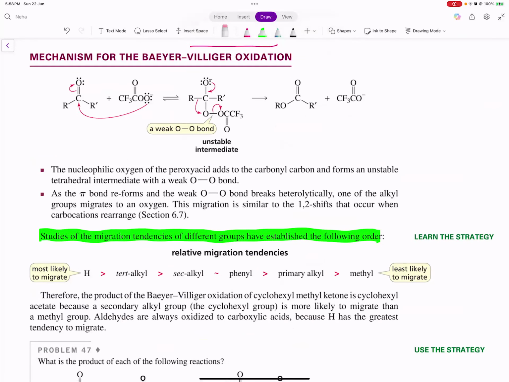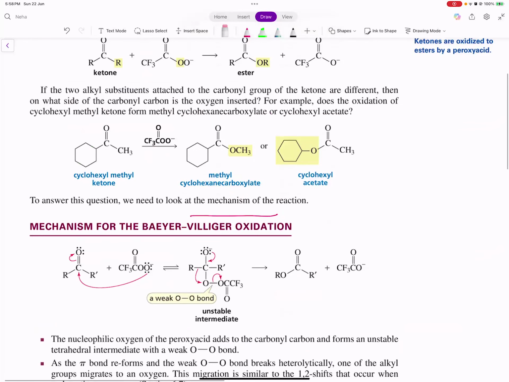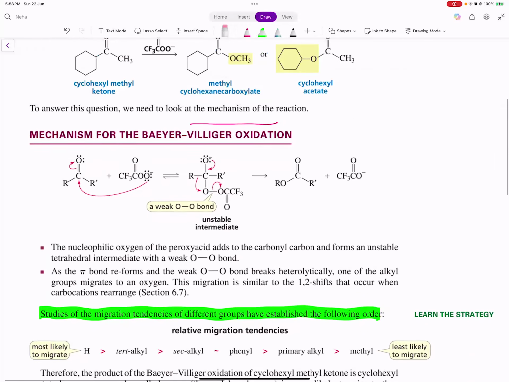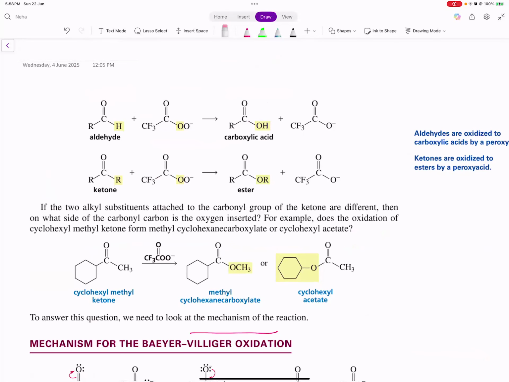Now tertiary alkyl has more preference as compared to secondary alkyl. Secondary alkyl has more preference than phenyl and primary alkyl, and then methyl. So if I have methyl and secondary, obviously we'll get this, right? Because this is the secondary one, this methyl group.